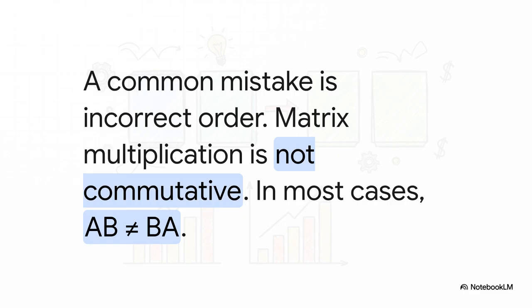In our problem, P times R correctly asked, what are the total resources needed for each factory? If we had tried to calculate R times P, what would that even mean? We'd be multiplying a resources per product matrix by a products per factory matrix. The result would be some nonsensical table of resource factories? The order you choose is your model of the business problem. And if you get it wrong, your conclusions will be dangerously flawed.